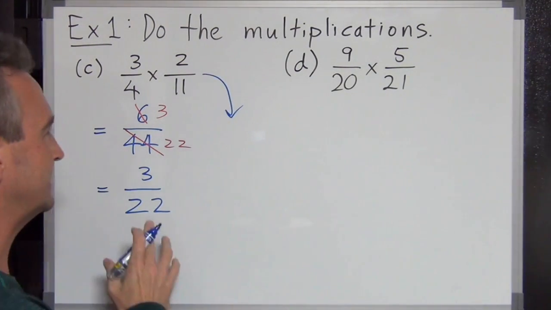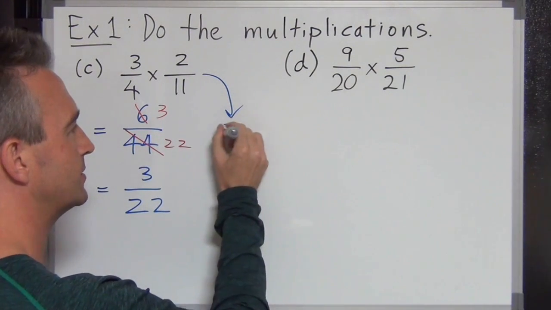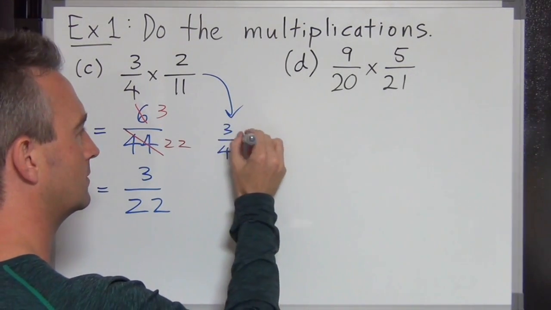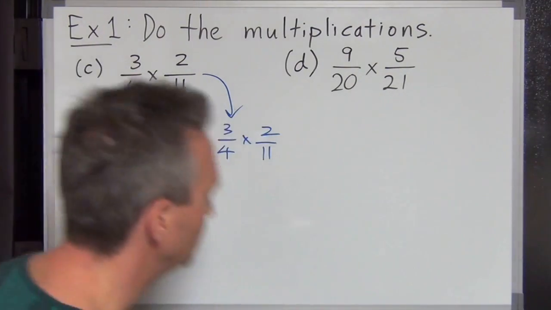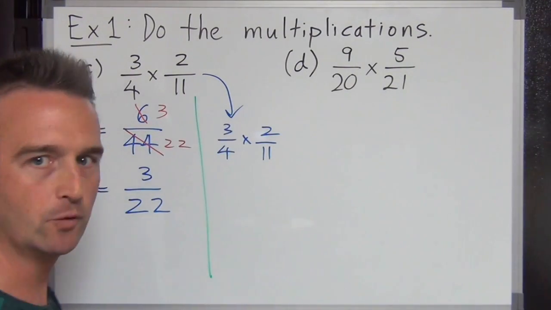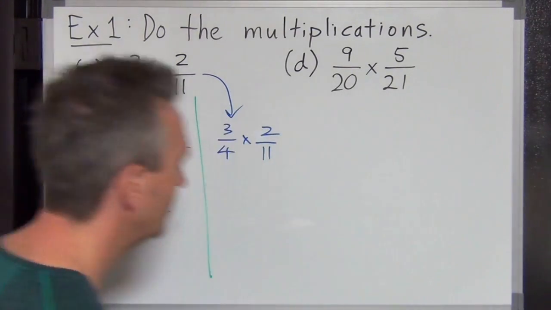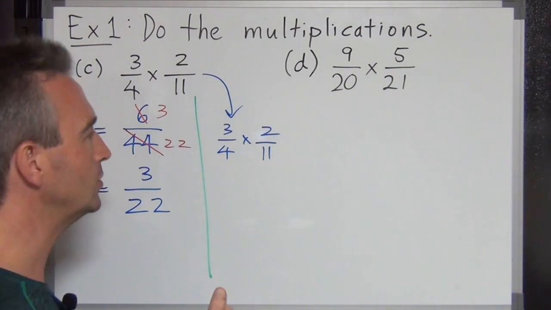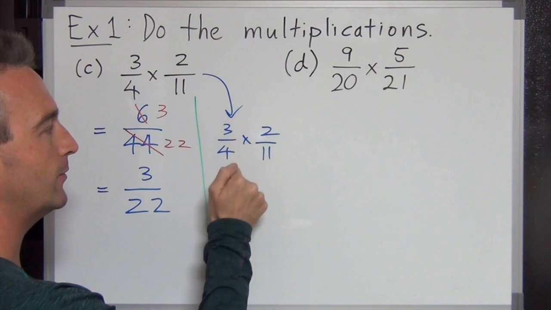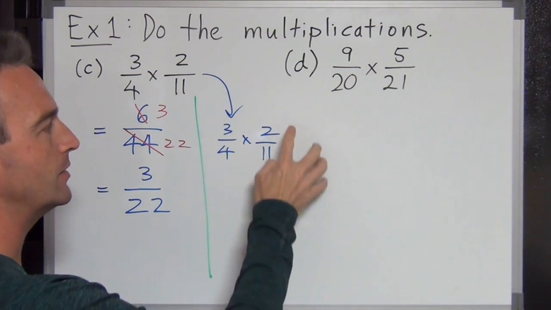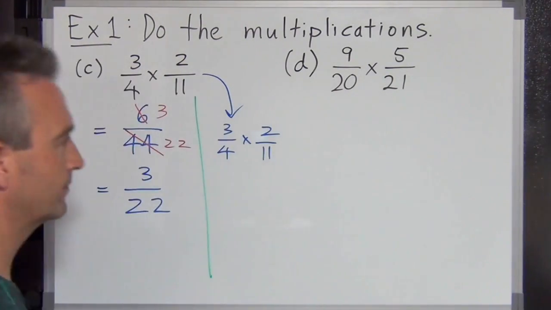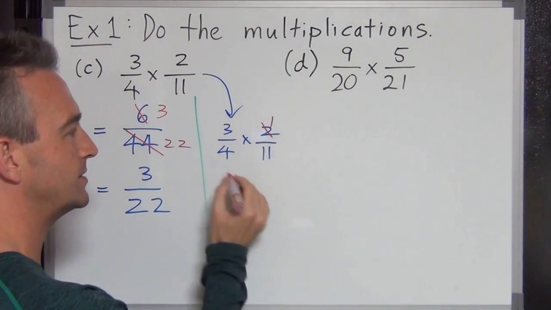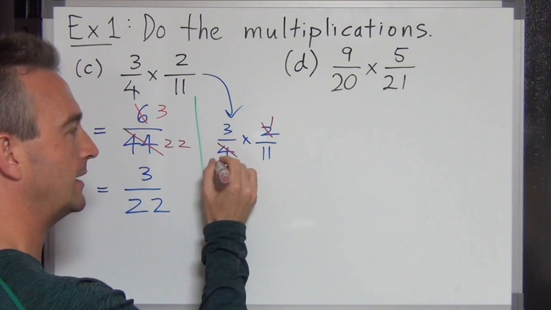So instead of cancelling later on, what we can do is 3 over 4. Just going to rewrite the question, and I'll do a little wall down here. Avoid the confusion again. What we can actually do is cancel earlier on. 3 over 4 times 2 over 11. The 2 and the 4 can actually cancel a little earlier. 2 goes into 2 once. 2 goes into 4 twice.